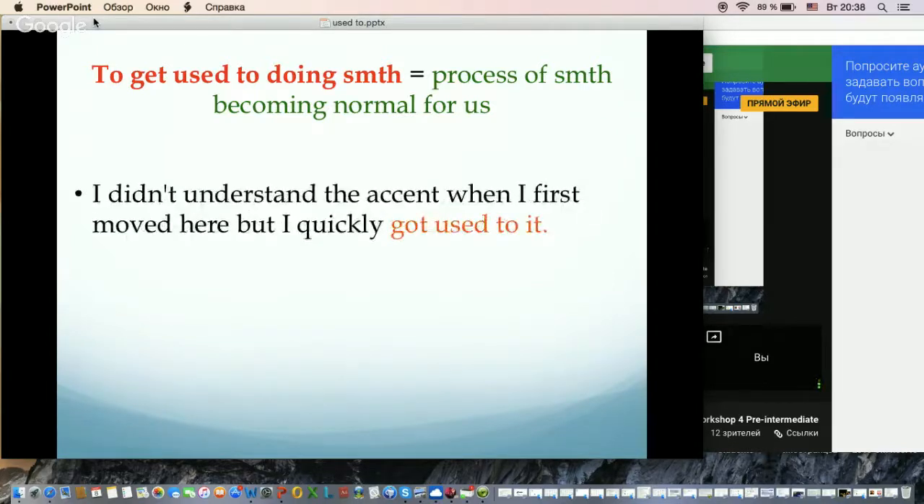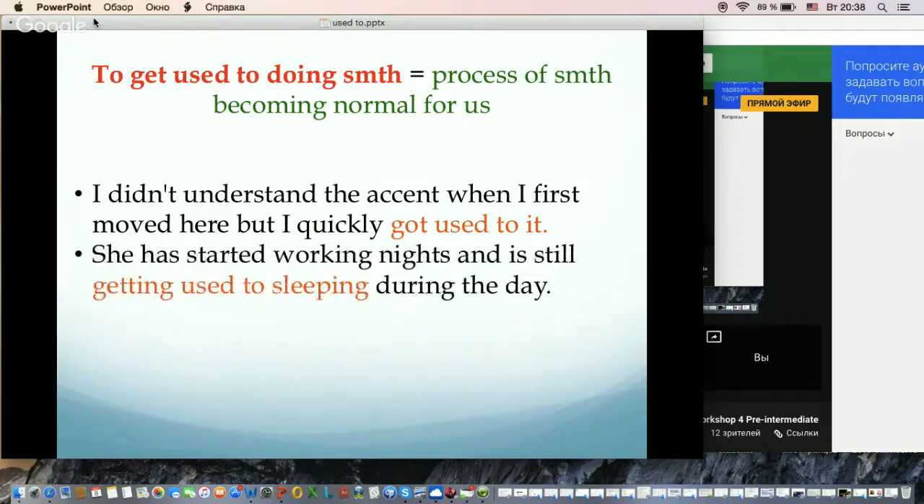So, I didn't understand the accent when I first moved here, but I quickly got used to it. Сперва я не понимал акцента, но я быстро привык к нему. Или когда я впервые приехал сюда или переехал сюда, я не понимал акцента, но я к нему очень быстро привык. I quickly got used to it.